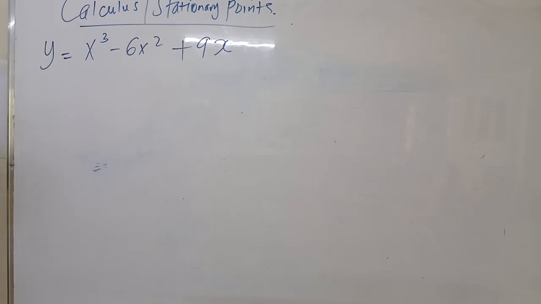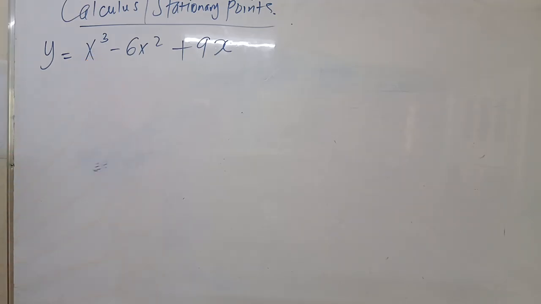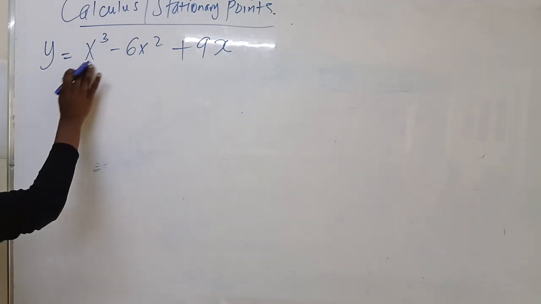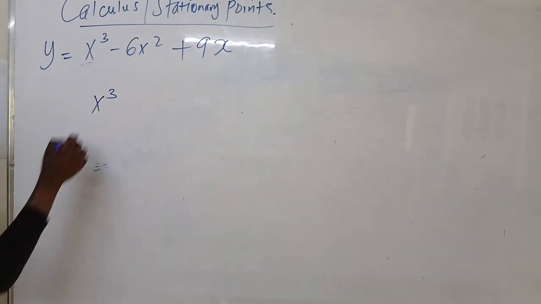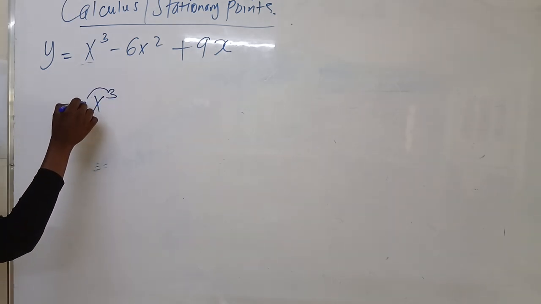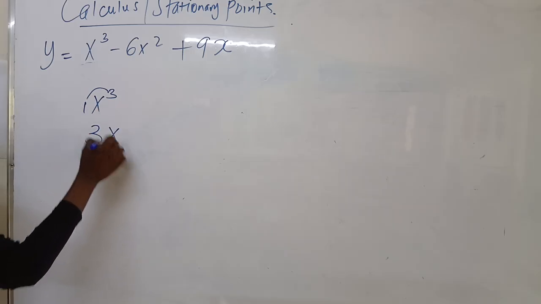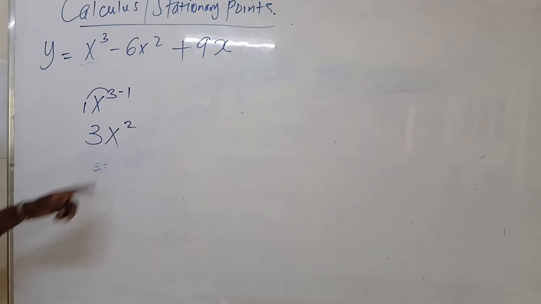To differentiate, we normally do this. For example, we differentiate this polynomial term by term. If you are differentiating, for example, x cubed, we normally take 3. We assume there is a 1 here. 3 times 1 gives you 3x, and then you subtract 1 from the power. So you have 3x squared. That is the derivative. It's also called the gradient function.